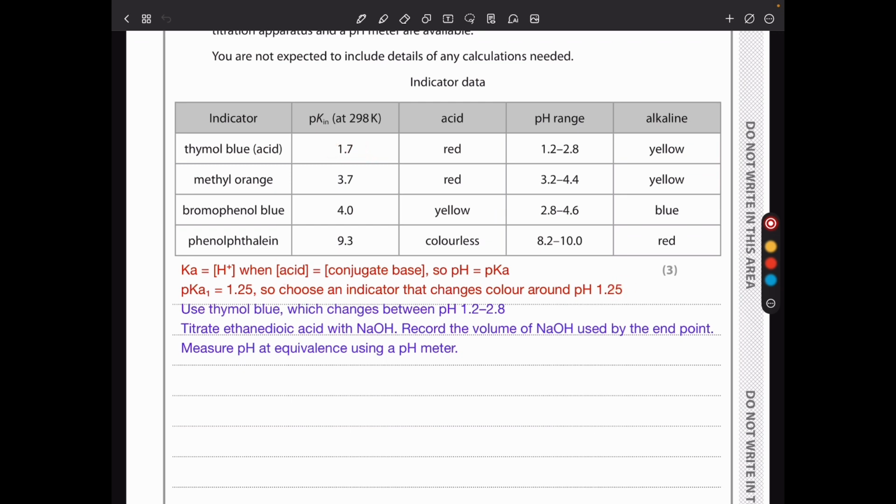The part in red is not necessary. I was just working in the background of my answer. So since we see thymol blue is going to be the best indicator, I said use thymol blue, which changes between 1.2 to 2.8. You titrate ethane dioic acid with sodium hydroxide, record the volume of sodium hydroxide used by the endpoint, and then measure the pH at the equivalence point using a pH meter.